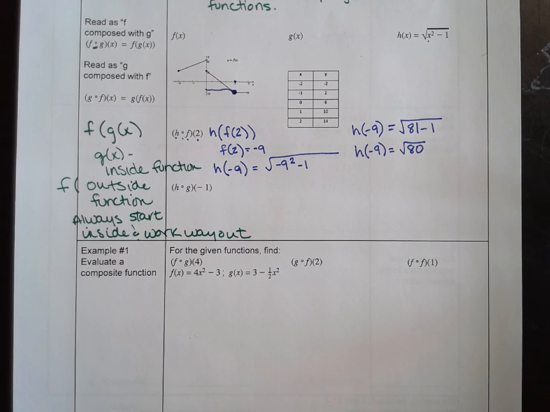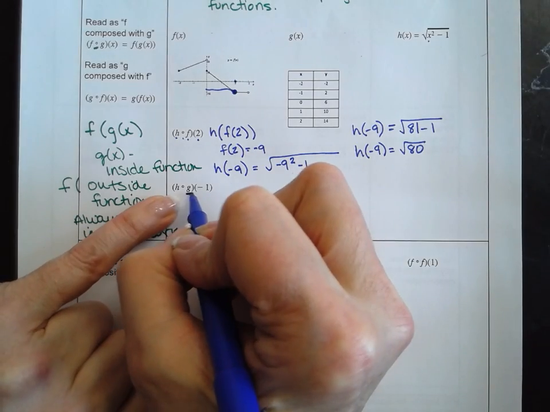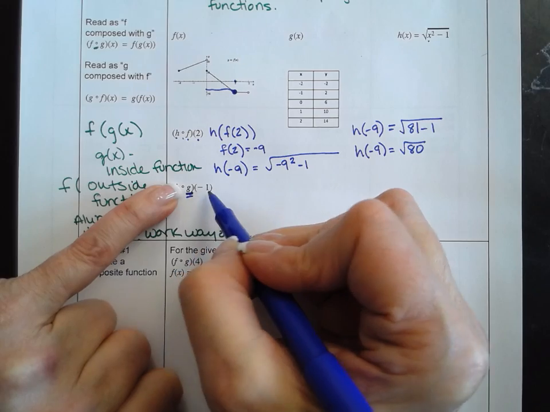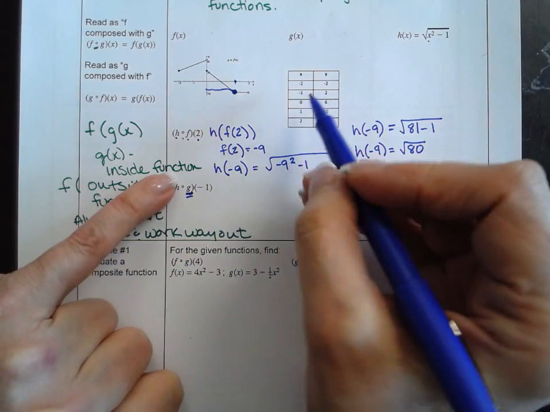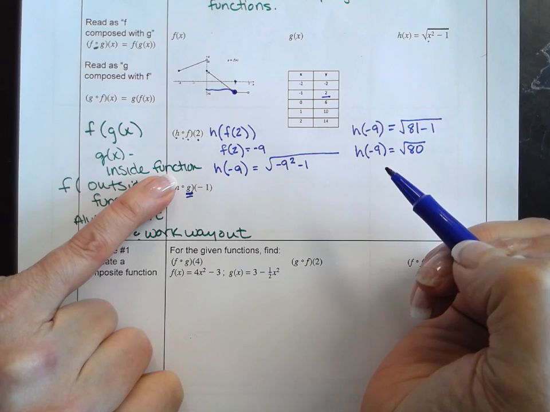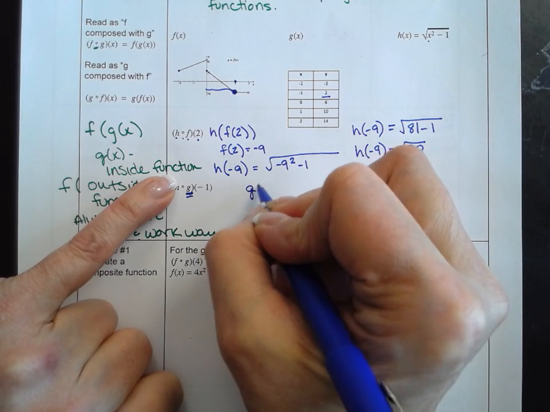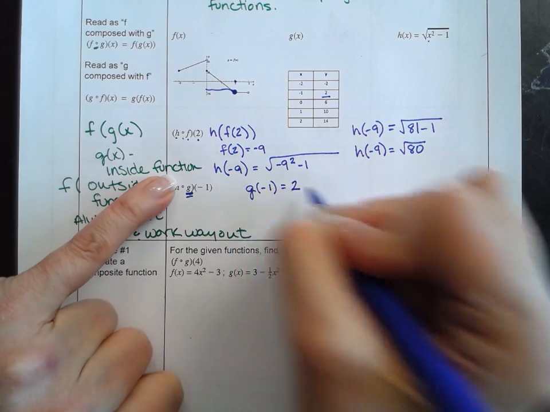Good. Okay, so start with your inside first. The g of negative 1 gives me 2. So the g of negative 1 is equal to 2.